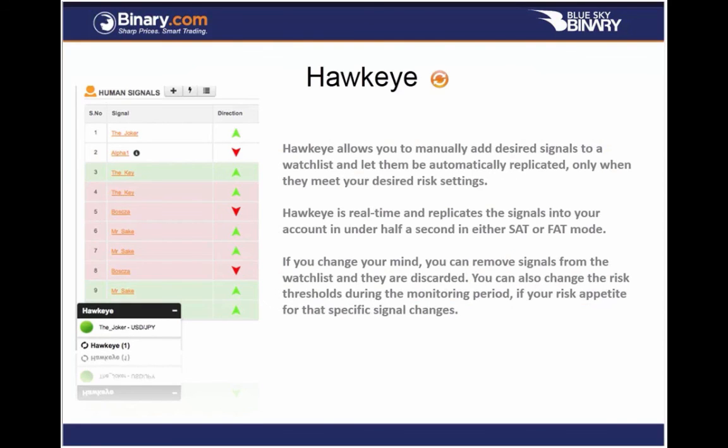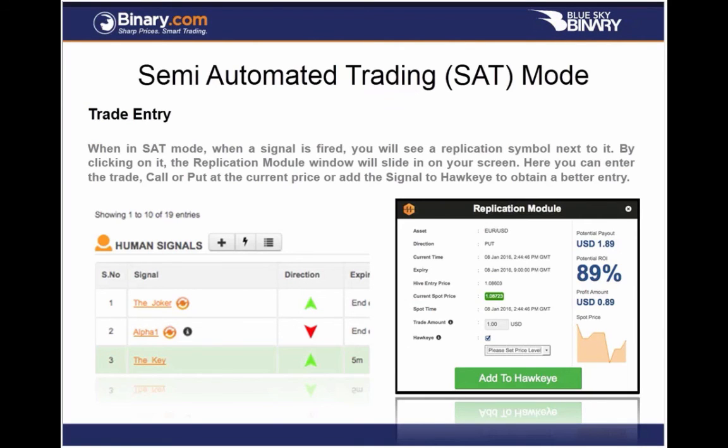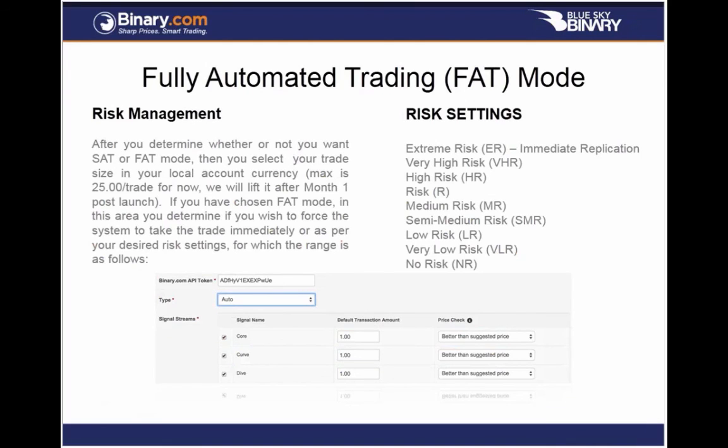And you can select different conditions and better conditions for the prices at which the trades are replicated. In the semi-automatic mode, the signal will appear inside your platform. You can click on it, click on this green button, and then add it to the Hawkeye, which is a risk engine that will look for better conditions for you to enter the trade. And there is a fully automated trading mode with very different settings for your account that you can use.